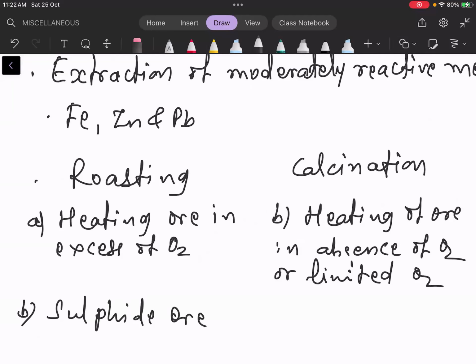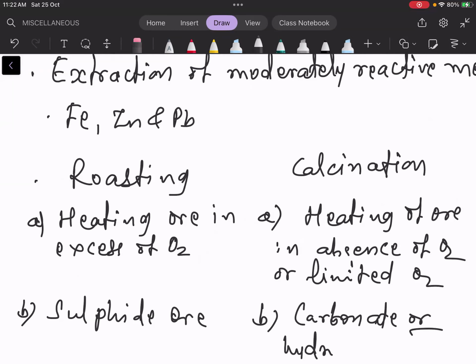Then calcination is generally applied for carbonate or hydroxide ores. Most important, this is as it is there in 10th standard.